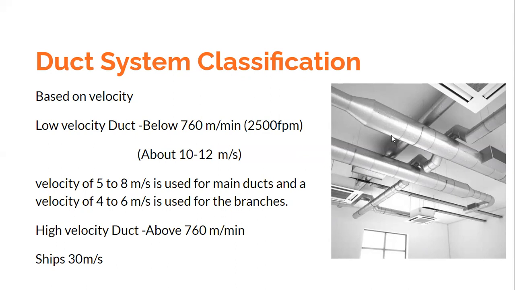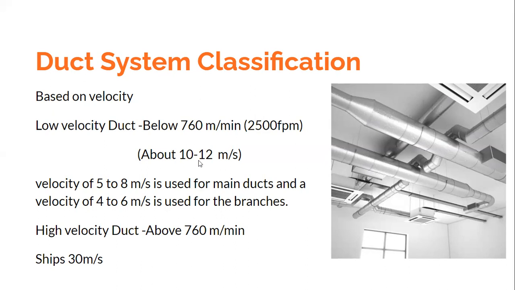Without the velocity the air would not flow. So this velocity would define the classification. If you have the conditioned air or the unconditioned one flowing with a velocity lower than about 760 meters per minute, then it is called as a low velocity duct. If the velocities are to be used in practical design, then these are the thumb rules which I have given. For the main ducts, the velocities to be taken would be in the range of 5 meters per second to 8 meters per second.